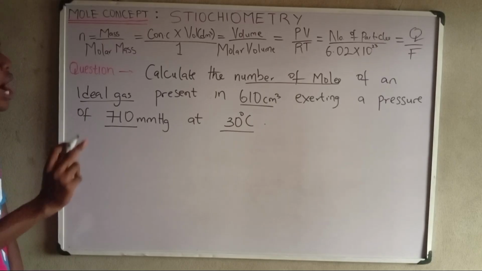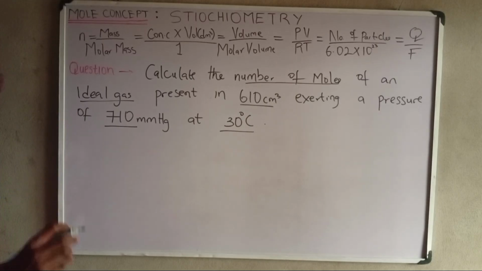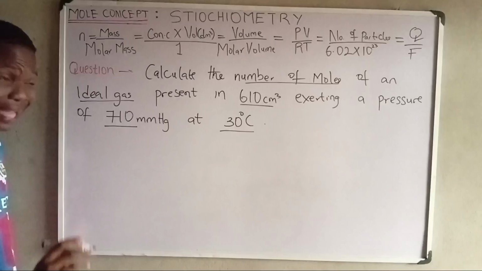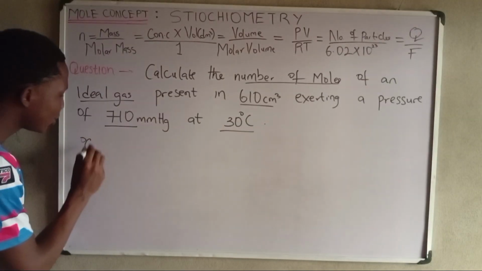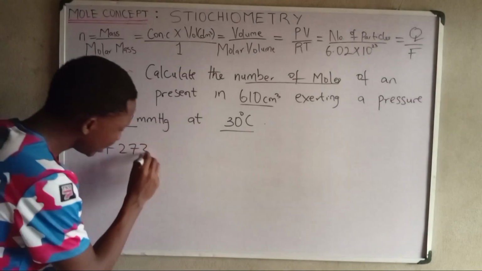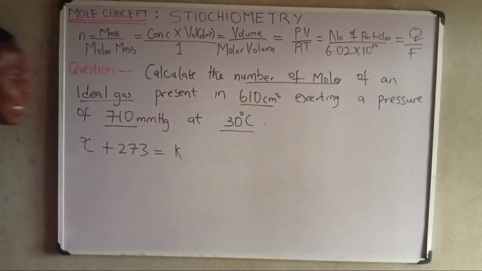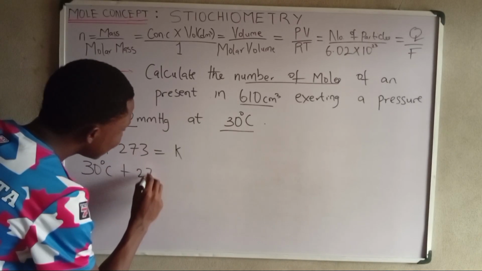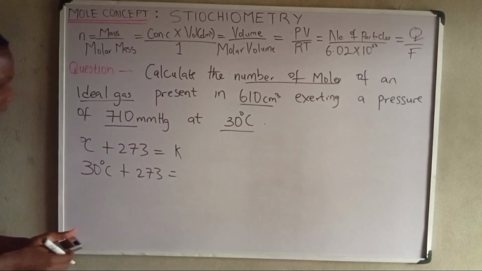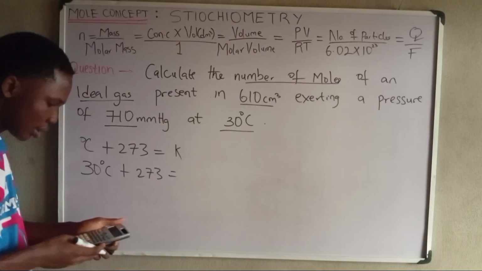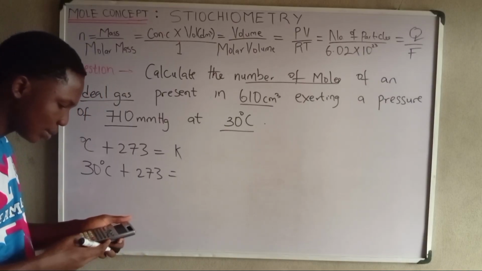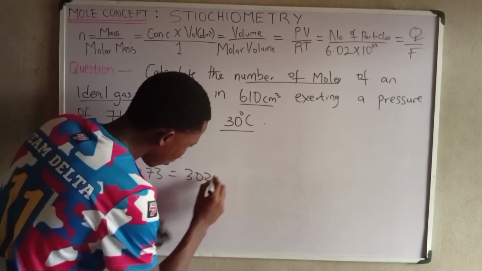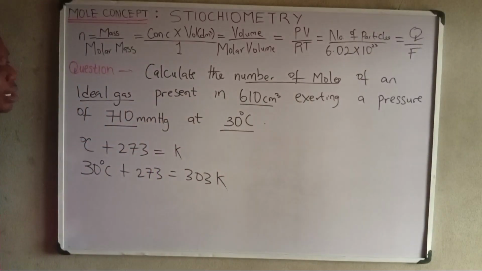Now, the first thing you have to do is note that we have to convert this first to Kelvin. So the formula says degrees Celsius plus 273 is equal to Kelvin. On that note, 30 degrees Celsius plus 273 is equal to how many Kelvin? Just punch your calculator. 30 plus 273 gives us 303 Kelvin.